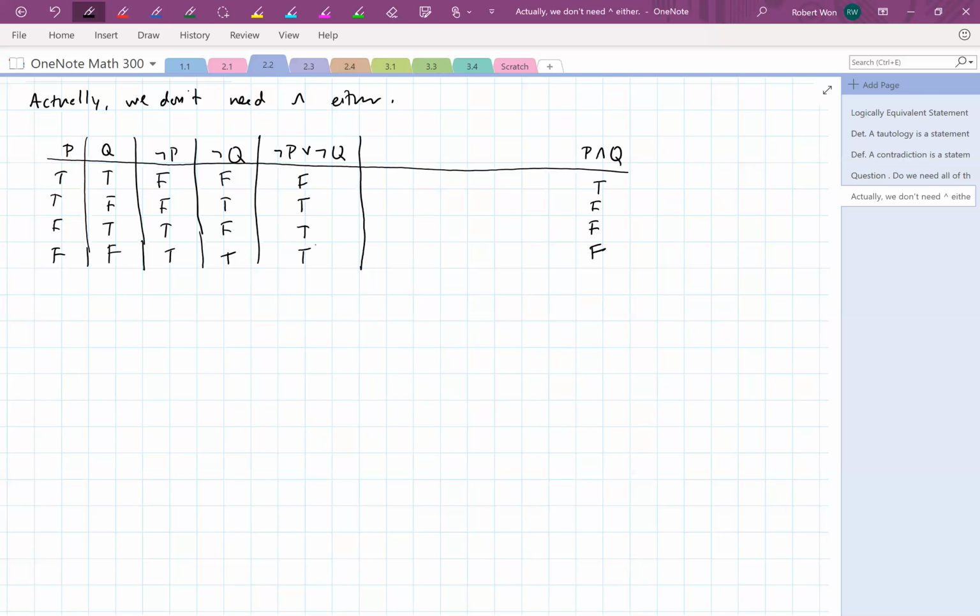So that's something. This one has 3 trues and a false. Oh, we're actually already there, basically, right? Because this column is now the negation of the last column. So I can just negate this whole thing. So we tried something and it happened to work. Or it happened to be almost what we wanted. So what does this say? This says that not P or not Q is logically equivalent to P and Q.